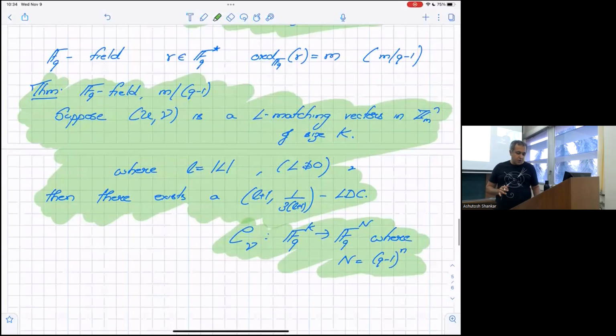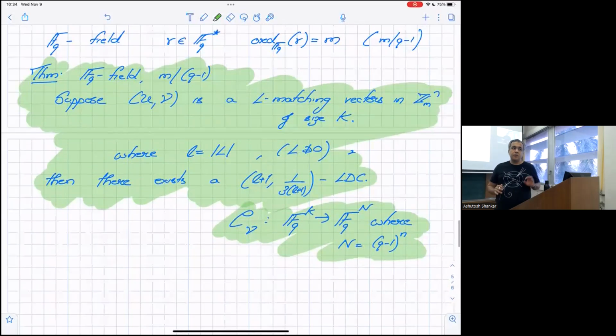That the code will be this. Notice the K in the code is the same as the K over there. That's important. The length of the code is going to be q minus 1 to the power n. This is there because I'm going to come up with some polynomial with K coefficients and evaluate the polynomial on F_q star to the n, and F_q star has size q minus 1.